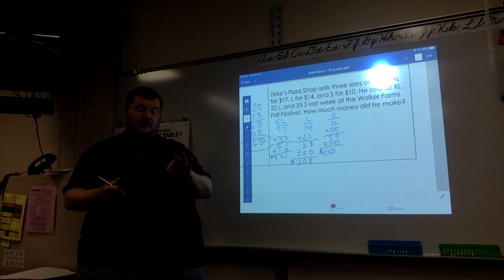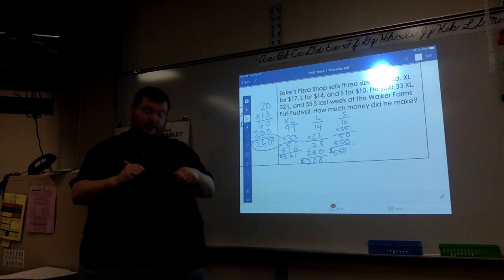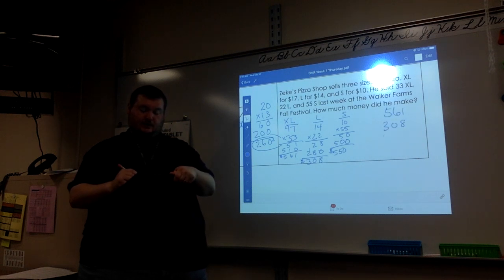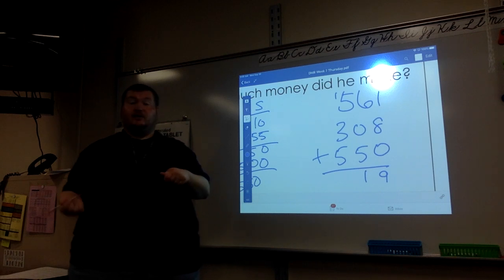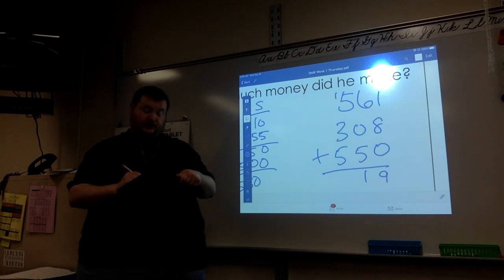Now, they want to know how much money did he make. We have to add them all together. 561, 308, 550. Add up those totals. 8 plus 1 is 9, 6 plus 5 is 11, carry my 1, 5 plus 1 is 6, plus 3 is 9, plus 5 is 14. He made $1,419.